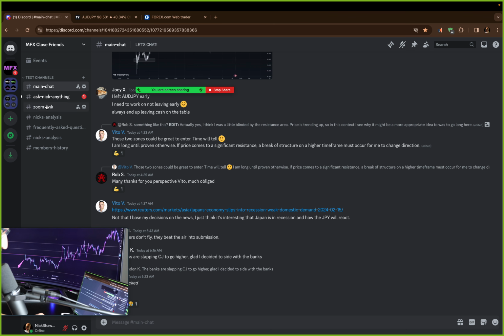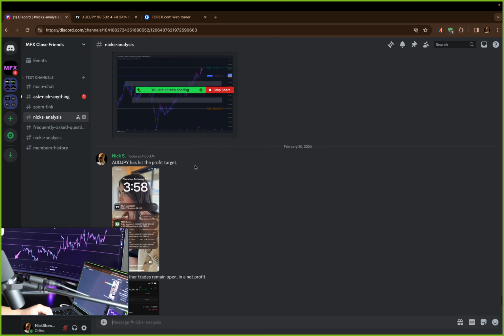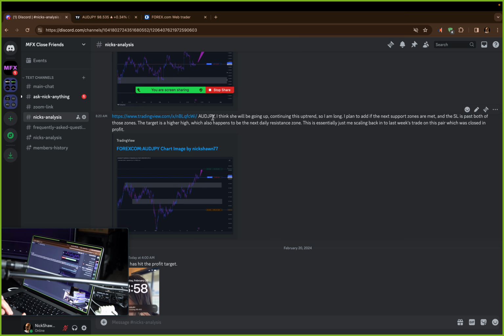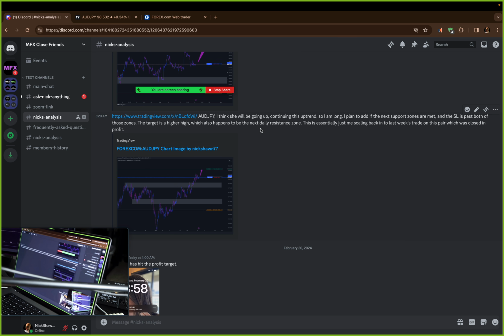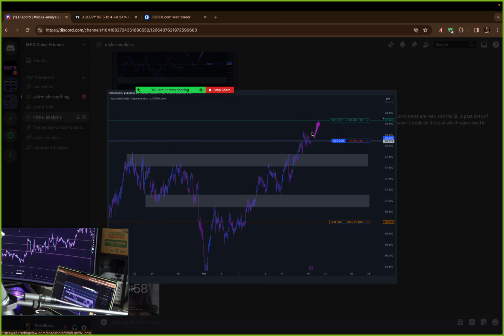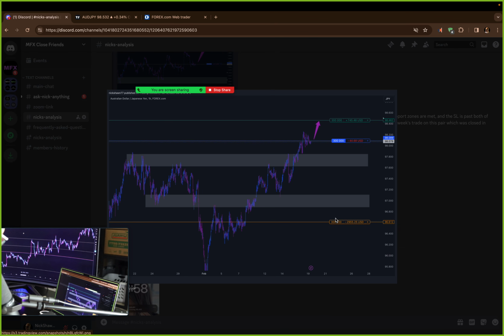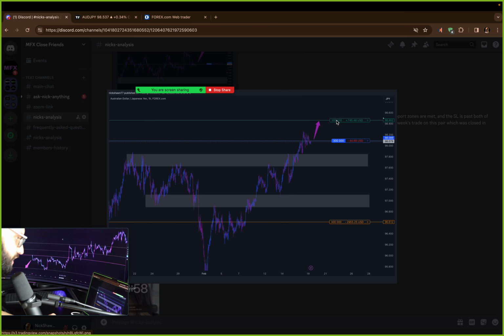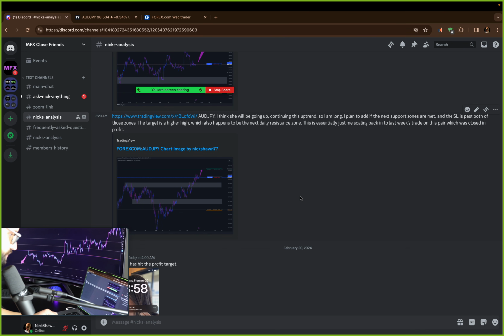So how did the trade actually look? I called it out here. This is the close friends group where I call out every single trade I take. So it was yesterday right here, AUD-JPY. I think she's going to be going up, continuing the uptrend, so I'm long. I plan to add if the next support zones are met. So in case it went back down against me, I had a way to recover the loss and get out of the trade. But if it just made a higher high, my profit target was right there.